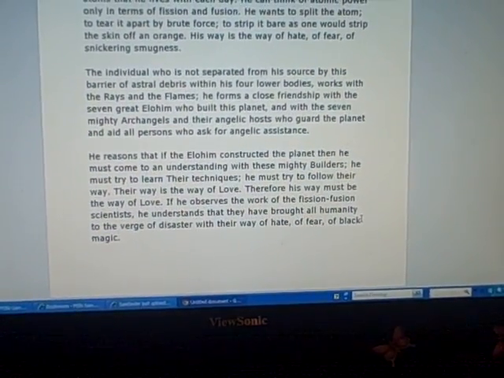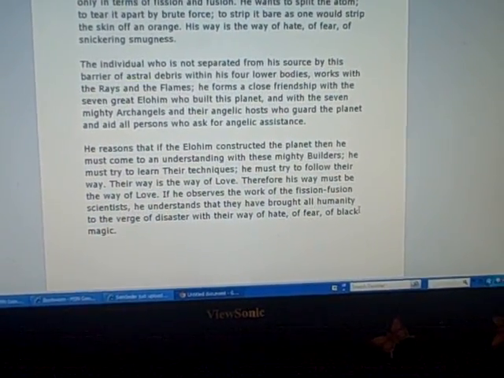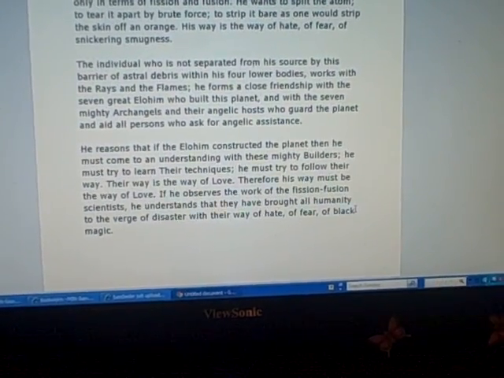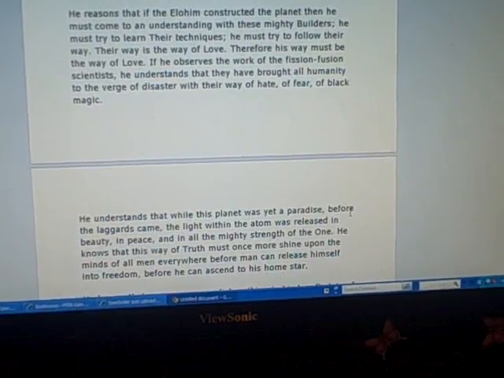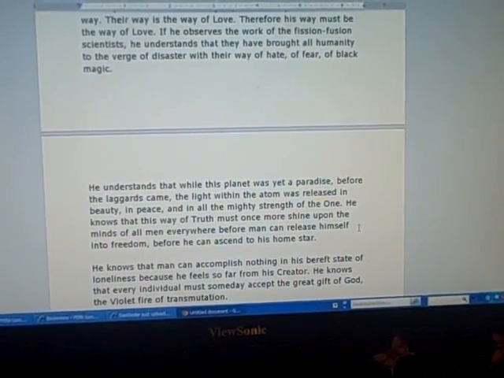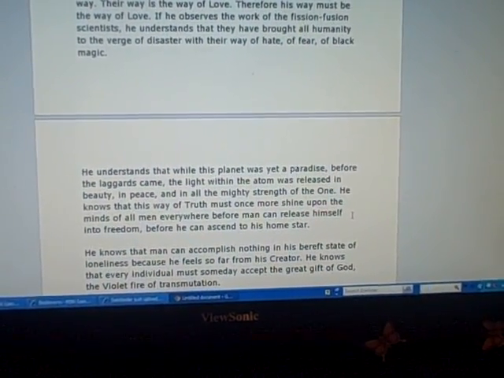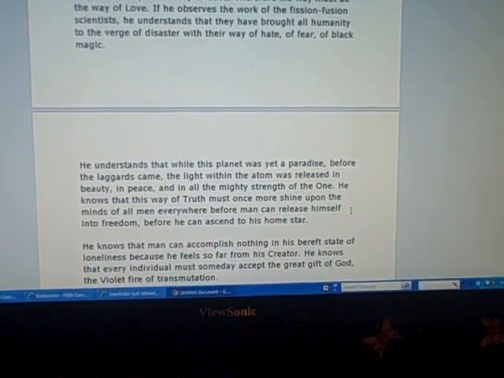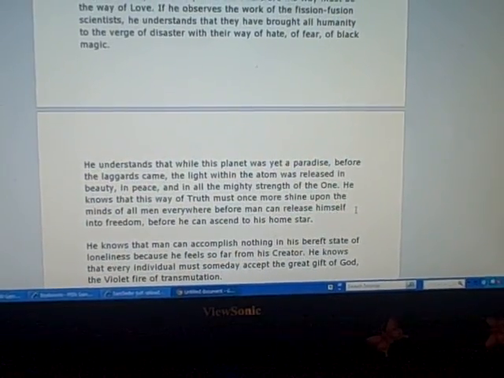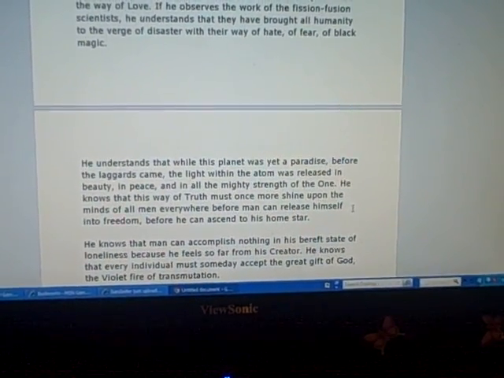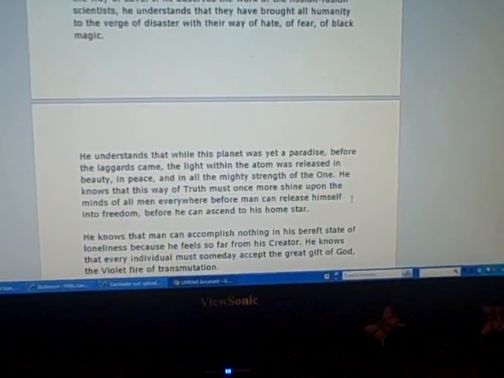If he observes the work of the fission-fusion scientist, he understands that they have brought all humanity to the verge of disaster with their way of hate, of fear, of black magic. He understands that while this planet was yet a paradise before the laggards came, the light within the atom was released in beauty, in peace, and in all the mighty strength of the One. He knows that this way of truth must once more shine upon the minds of all men everywhere before man can release himself into freedom, before he can ascend to his home star.